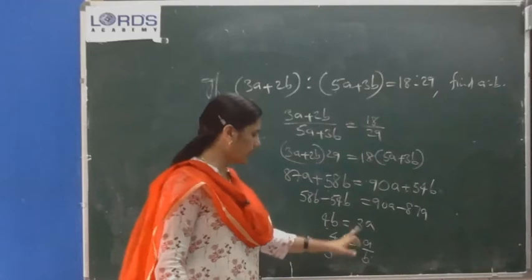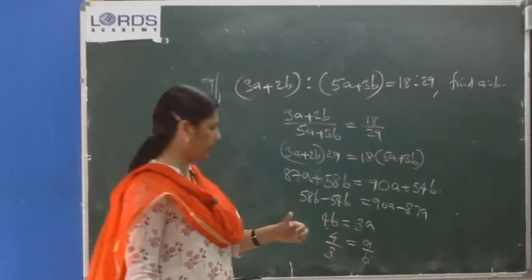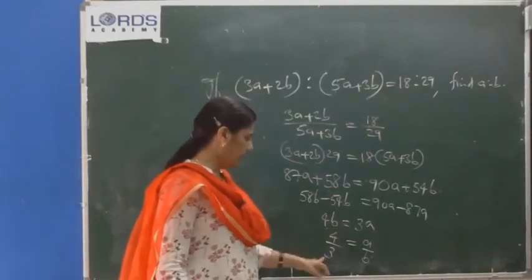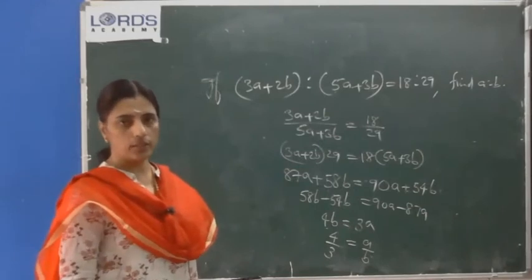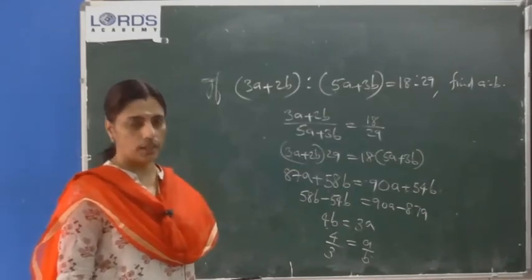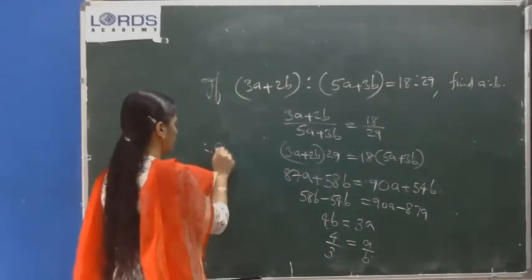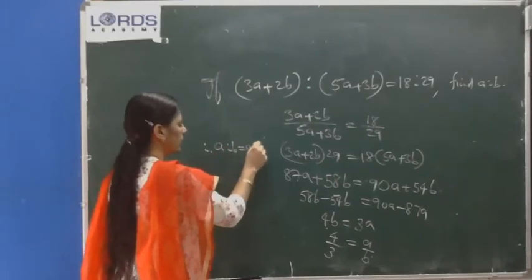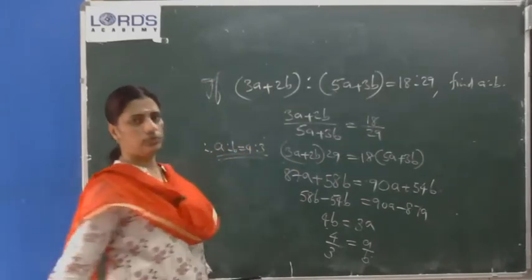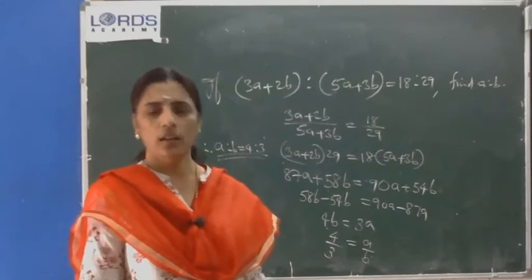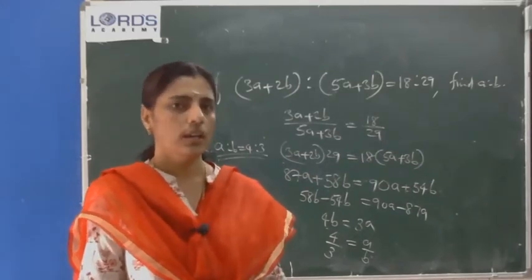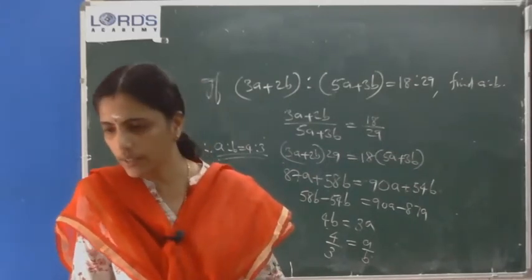b let it go to the other side. Our purpose, we want a by b. So 3 will come to this side. It will become 4 by 3. So what is a is to b? 4 is to 3. Therefore, a is to b equal to 4 is to 3. So not from the experience of 10th grade, this type of questions we know from 8th standard onwards. The answer is 4 is to 3.